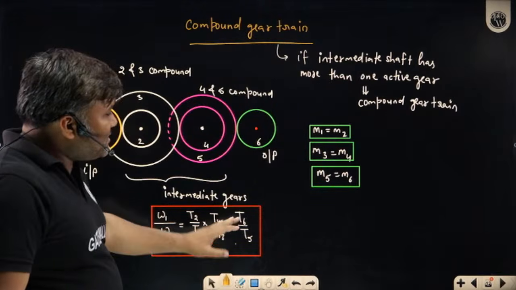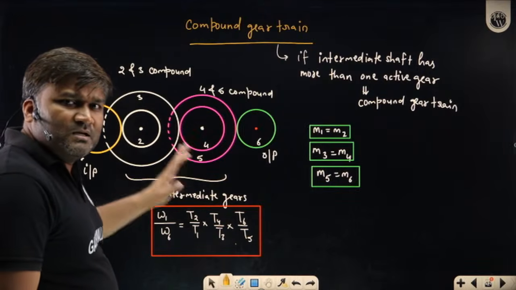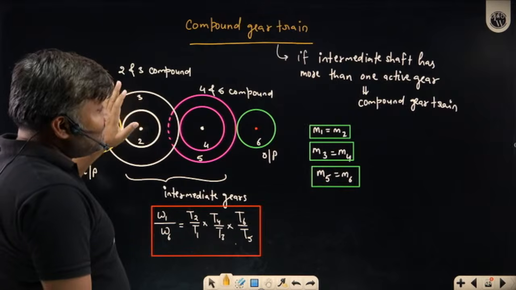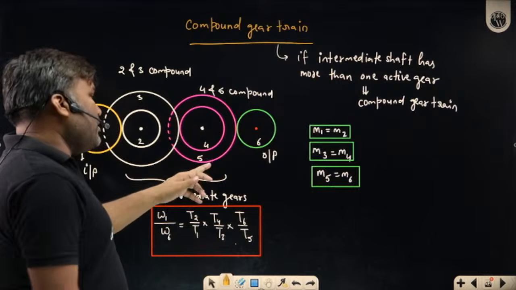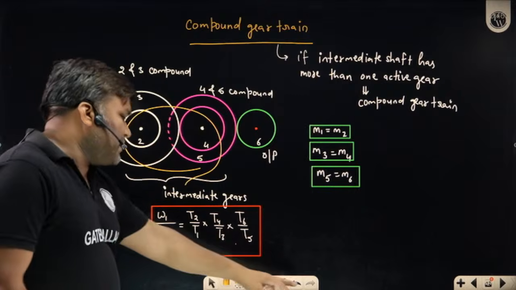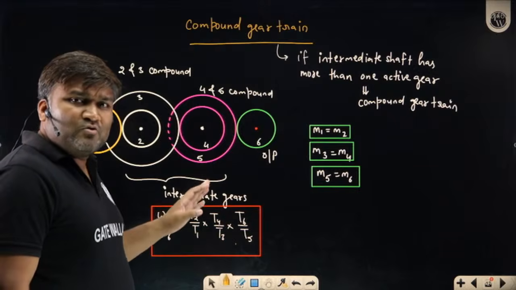Every compound gear in between is participating in the velocity ratio formula. This is something which is useful. Ultimately I want the velocity ratio to be high, and all intermediate gears are contributing here. No need to remember this formula. I am not giving you a formula, I am just telling you how to write the equation.